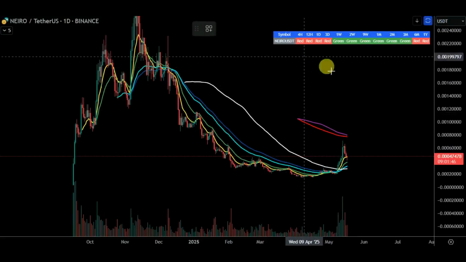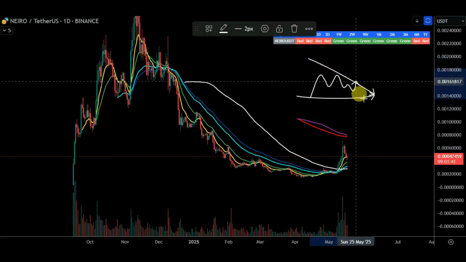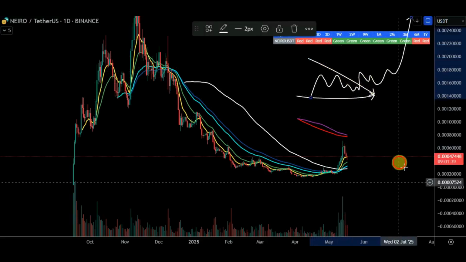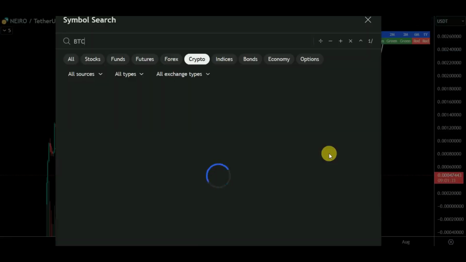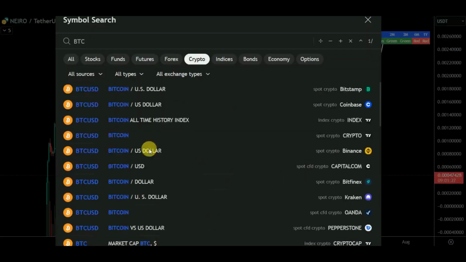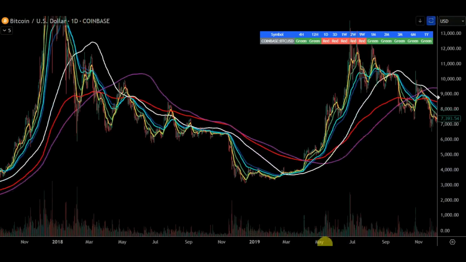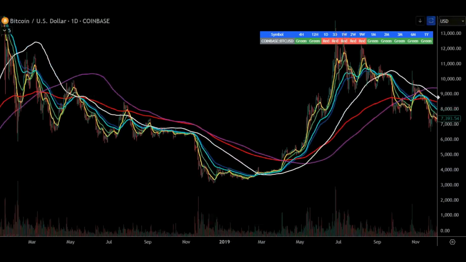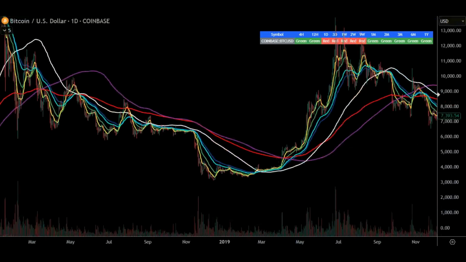What it does in an apex is, it becomes a compression pattern in here, and successful breakouts can have large moves. I suppose BTC, if we check that out here, for example, BTC back in 2019, it's just an example. It's the first one that popped into my head.